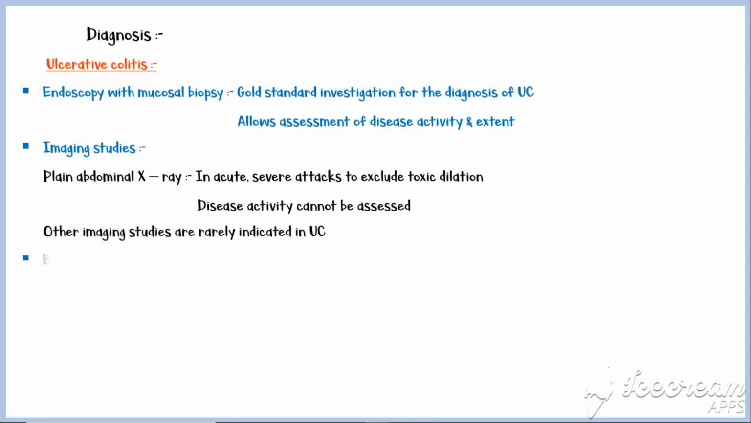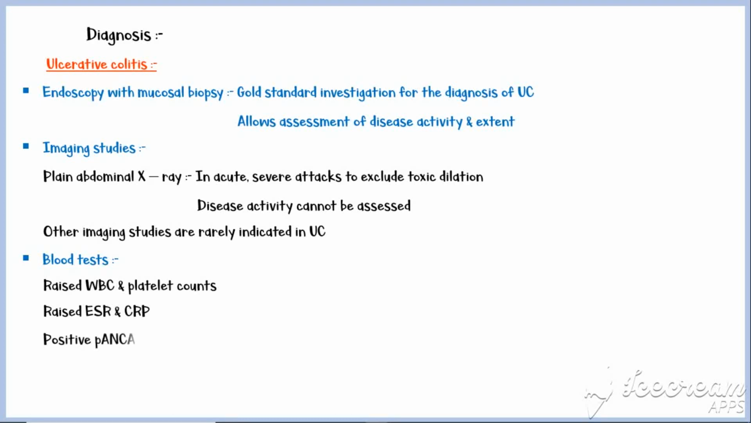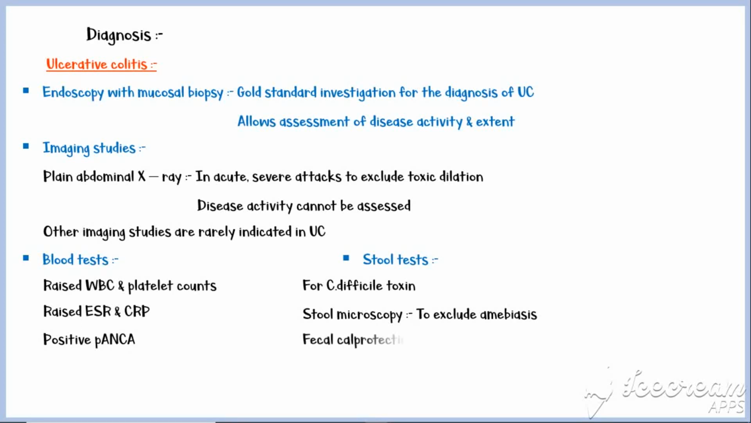Blood tests will reveal raised white blood cell and platelet counts, raised ESR and C-reactive protein levels, and positive perinuclear anti-neutrophil cytoplasmic antibodies, which is contrary to Crohn's disease, where P-ANCA is negative. Stool tests are indicated to look for Clostridium difficile toxin, and stool microscopy to exclude amoebiasis. Fecal calprotectin and lactoferrin are also elevated in ulcerative colitis.